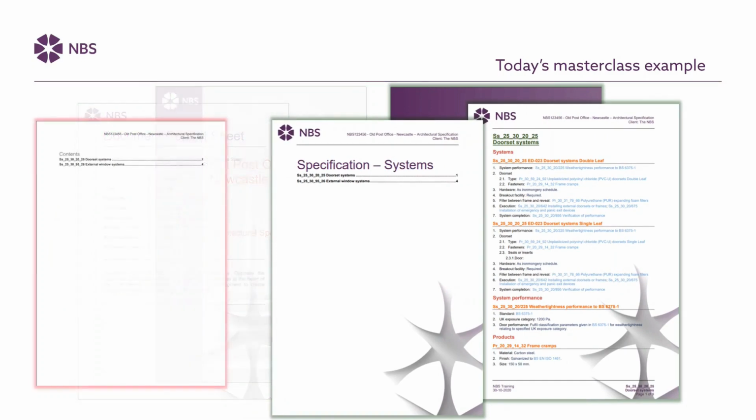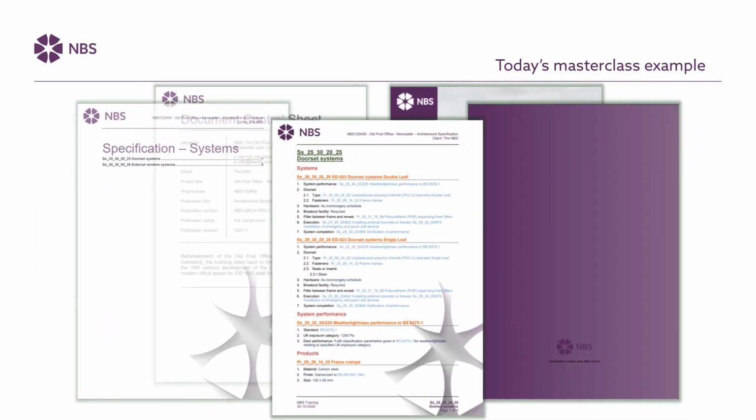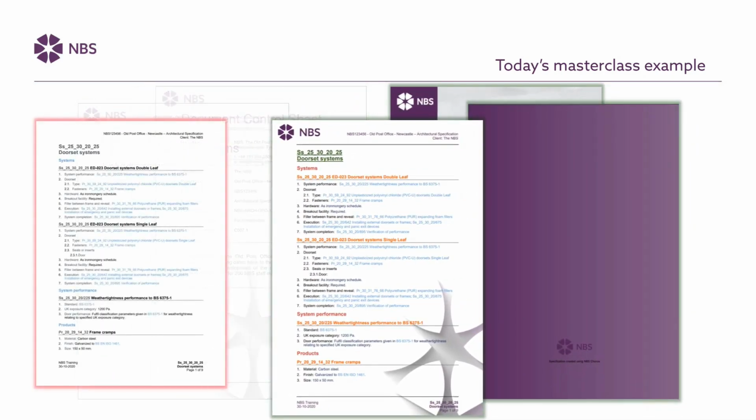The contents list. Again, standard output on the left, today's example in the centre. Here I've added a logo and branding and changed the title. The specification details. So logo and branding again, subtle changes to the header and footer styles, and again subtle changes to the body of the specification.